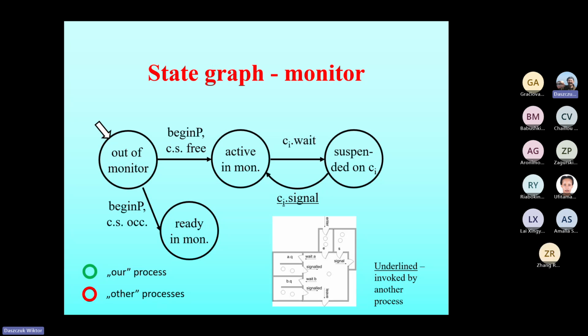Other process signals the condition CI. Our process can return to the critical section. This is illustration of that. We can say that the processes exchange in the critical section. The red one executes signal and frees the critical section and gives this critical section to a process waiting on a condition.